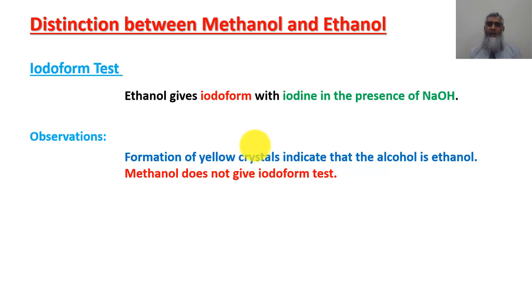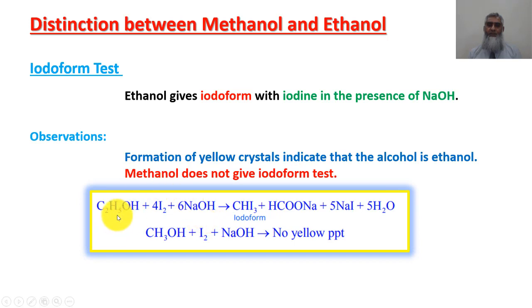It means if the given alcohol is ethanol, on addition of iodine in presence of sodium hydroxide, yellow crystals of iodoform will be produced, showing the given alcohol is ethanol. Methanol does not give this iodoform test. Now the reactions of ethanol and methanol with iodoform reagent.